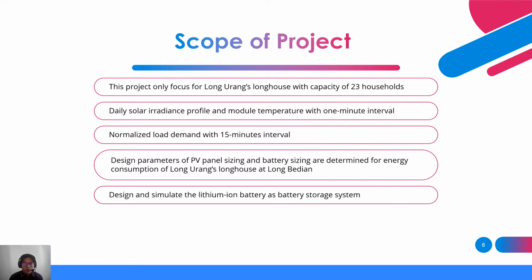The scope of this project only focused on a long house with capacity of 23 households. Next, the daily solar irradiance profile and module temperature with 1-minute interval are used, while the normalized load demand is with 15-minute interval. The design parameters of PV panel sizing and battery sizing are determined for energy consumption of long house at Long Bedian. Lastly, lithium-ion battery is selected as battery storage system.